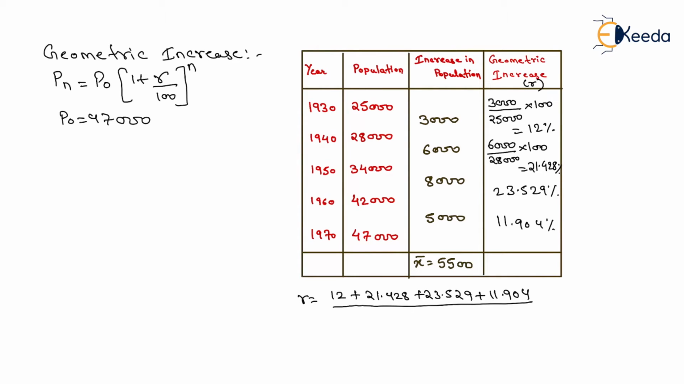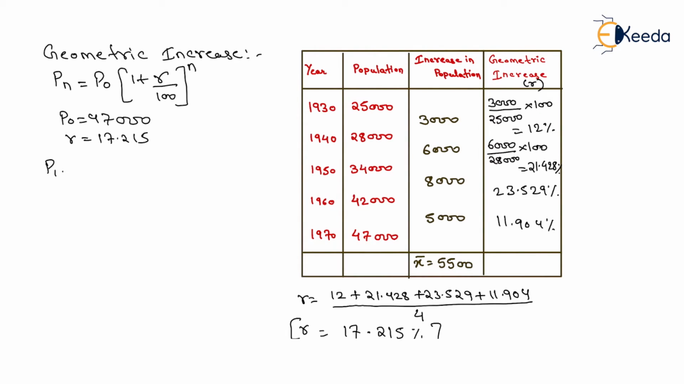Now, in how many decades will this geometric rate come? In 4 decades. So we need to divide this value by 4 and we will calculate the value of R as 17.215%. That is the value of R as per the arithmetic mean. Clear? Now that is the value of R, that is 17.215. Now if we want to calculate the value of population after the first, second and third decade, we need to put the values of P naught, R and N. Here R will be equal to 17.215.